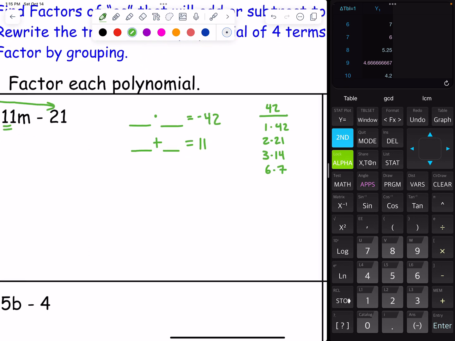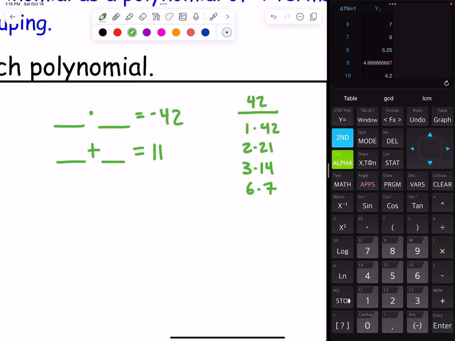So then we want numbers that would help us get 11. So you want to see what numbers are 11 apart from each other. So 1 and 42 are definitely too far apart. 2 and 21 are too far apart. And 6 and 7 are too close together. But 3 and 14 are 11 away from each other, and so they're the numbers that we need. So I'm going to put 3 and 14. But we need to multiply to get negative 42, so one of them has to be a negative. And the 3 would need to be negative, so they'll still add to give us a positive 11.